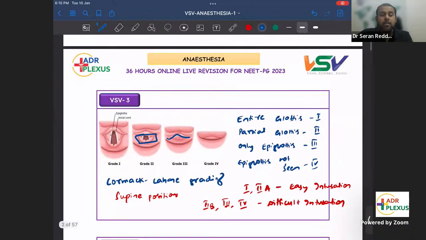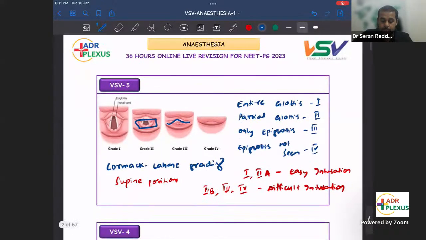Cormack-Lehane grading, supine position: entire glottis is seen in 1, partial glottis in 2, only epiglottis in 3, epiglottis not at all seen in 4. 1 and 2A are easy intubation, 2B, 3 and 4 are difficult intubation.